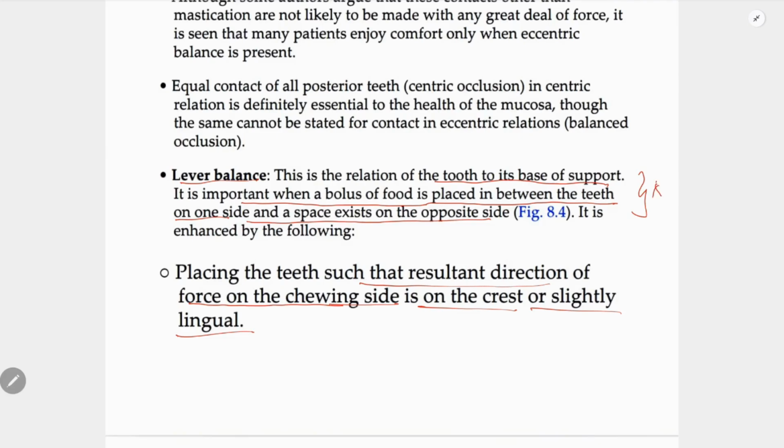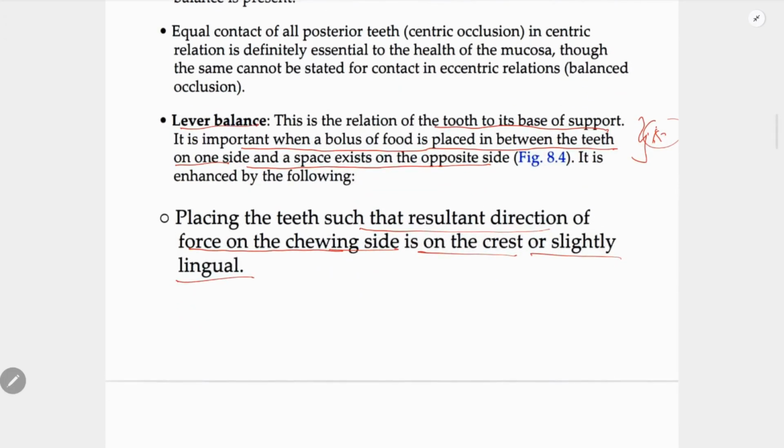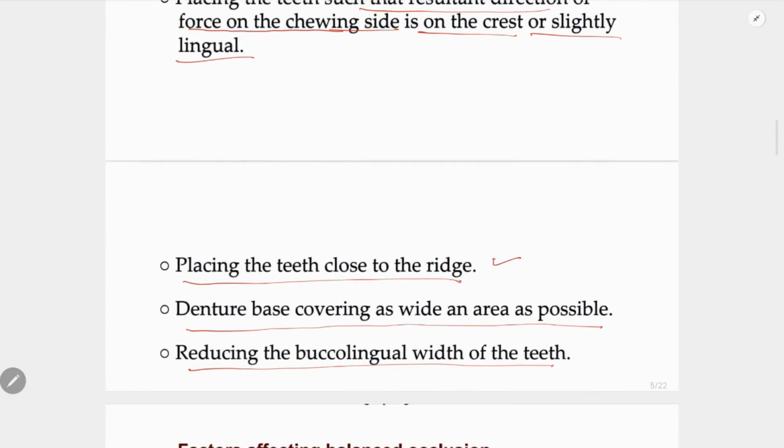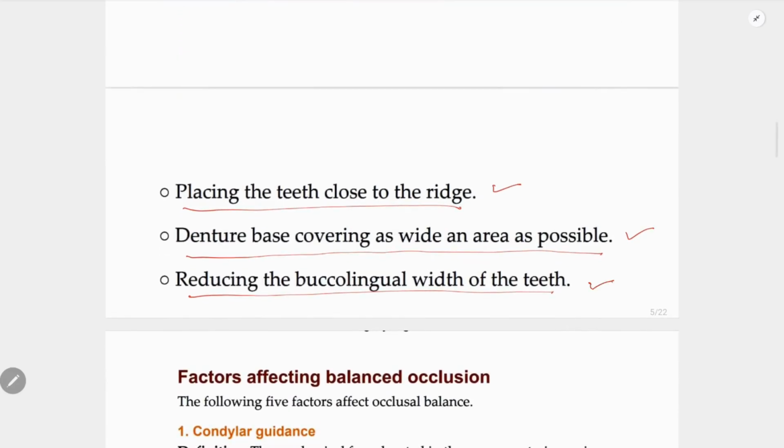So what is lever balance? Relationship of the tooth to its base of support. It is important that when a bolus of food is placed in between the teeth on one side, space will exist on the another side. And how can lever balance be enhanced? By these factors: placing the teeth close to the ridge, denture base covering wide, that is a snowshoe effect, reducing the buccolingual width of the teeth.